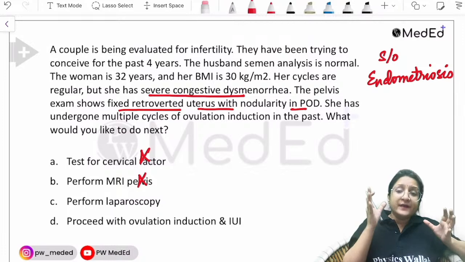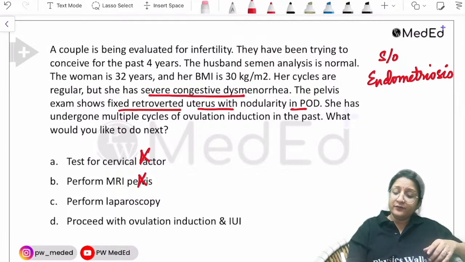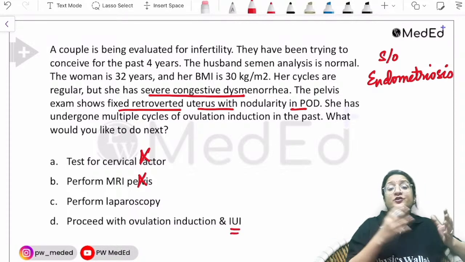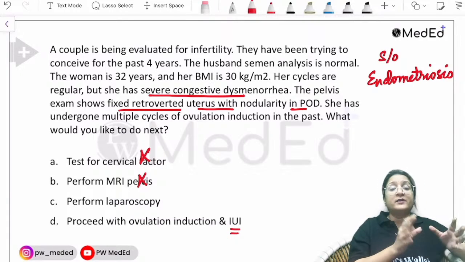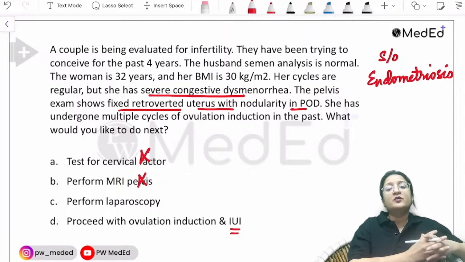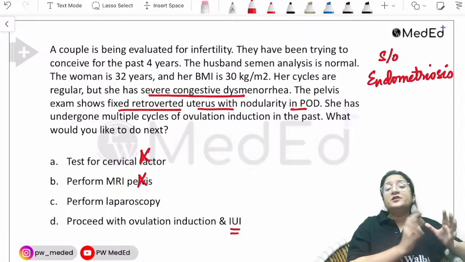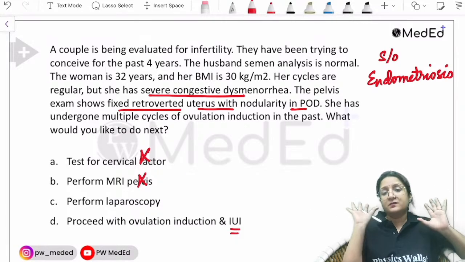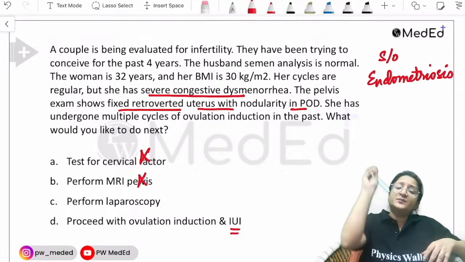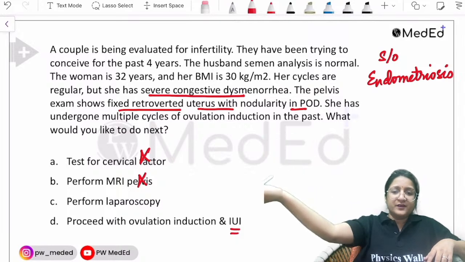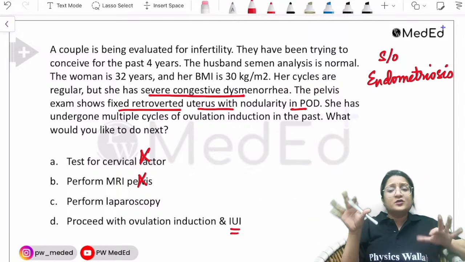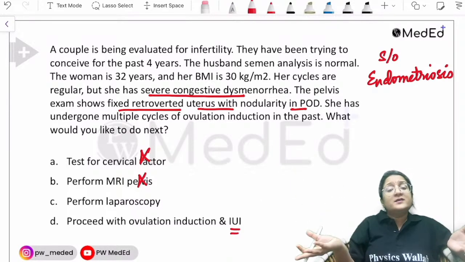Before IUI, it is very, very important that the tubes should be open. There is no information given right now about the patency of the tubes. If the tubes are closed, you can't do IUI. You put the sperms inside the uterus, but then the sperms have to reach the fallopian tubes, and fertilization is going to happen in the tubes. So if the tubes are blocked, IUI is not an option.